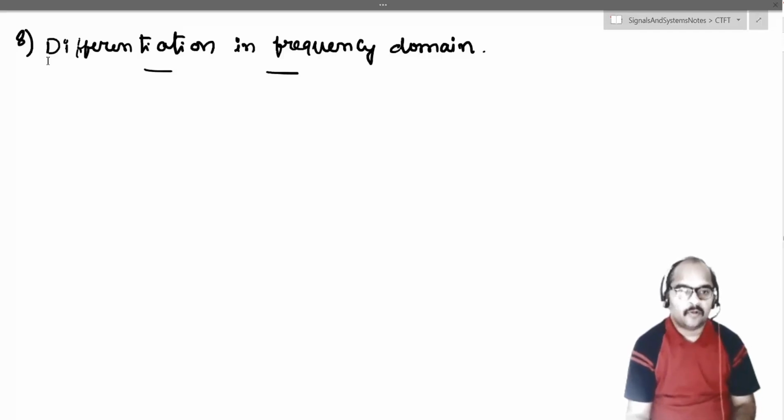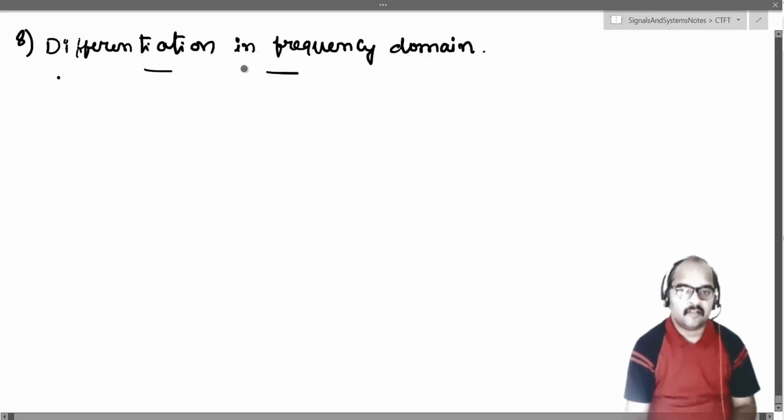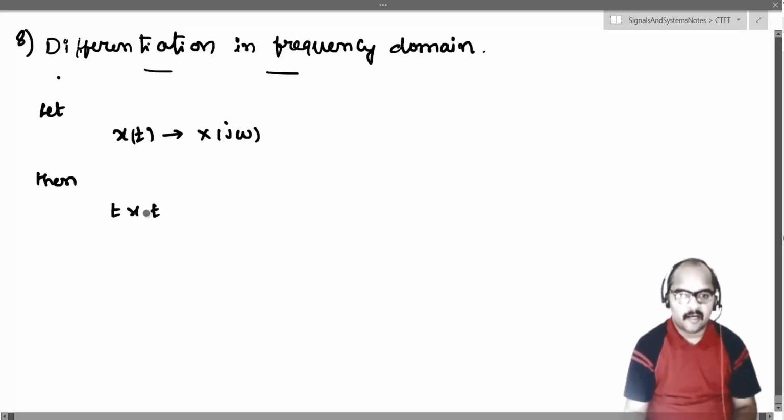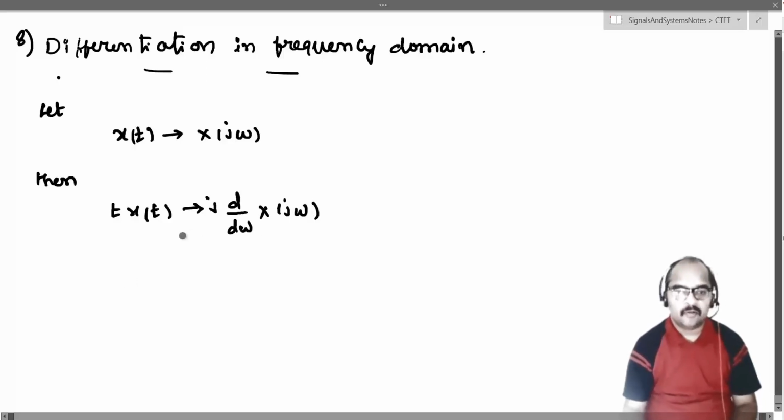Okay, so let's move on to the eighth property, which is differentiation in the frequency domain. As usual, let us take x of t with x of j omega as the Fourier transform. Then t times x of t will have j times d by d omega of x of j omega as the Fourier transform. So what does that mean? If you multiply the signal x of t with t, that translates to differentiation in the frequency domain. Note that j will come into the picture.